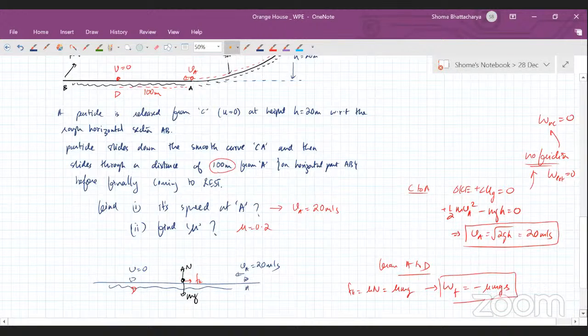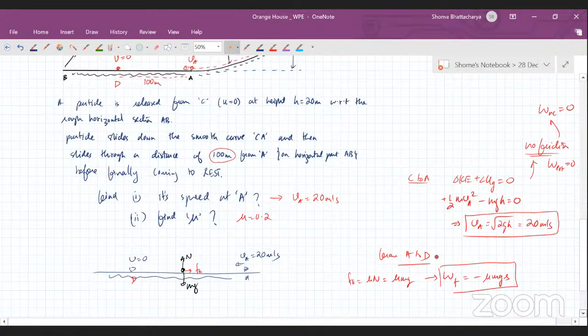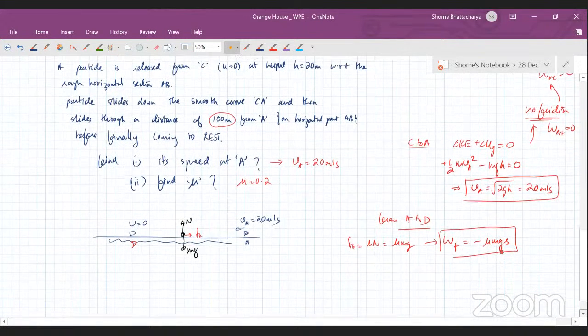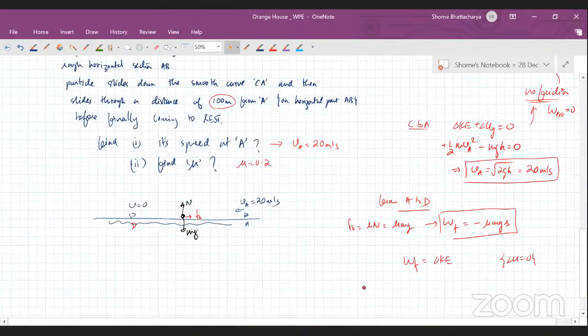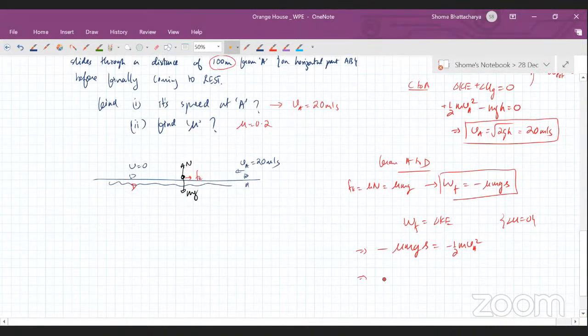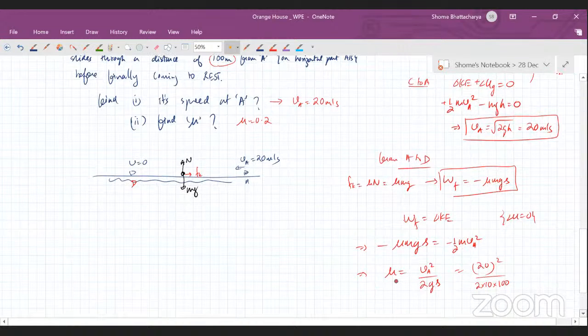Okay, and A to D, what is happening? The work done by the friction will be equal to the loss in kinetic energy, because delta U is anyway zero. So minus mu mg into s is going to be minus half m v_A square, because the final velocity is zero. So from this we'll get the coefficient of friction as v_A square by 2gs, like this. So 20 square by 2 into 10 into the distance which is given to us, 100 meters. So mu will come out to be 0.2.